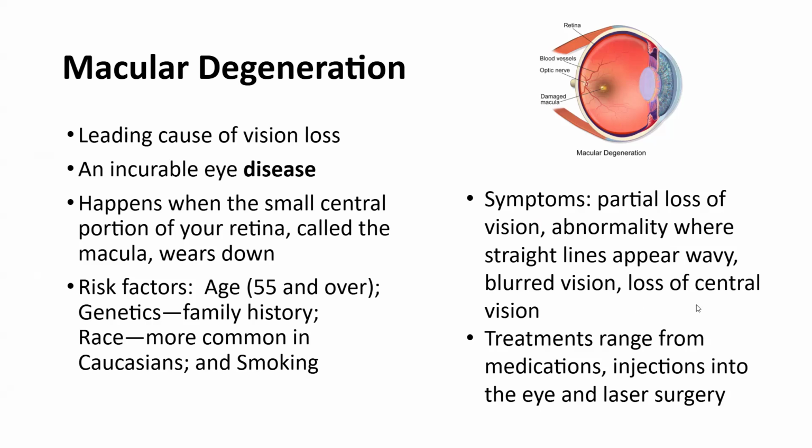So for some of those symptoms, you have partial loss of vision, abnormality where straight lines appear wavy or blurred vision, and then loss of that central vision in itself. Like I said, there's no cure for this disease. You can only treat these symptoms and have surgeries to repair some of those symptoms, but you can't cure it.